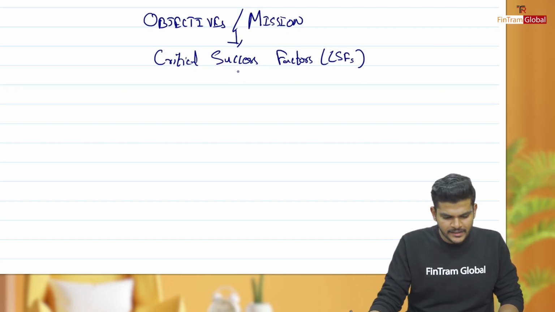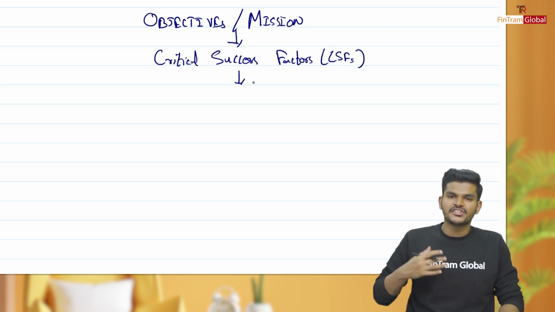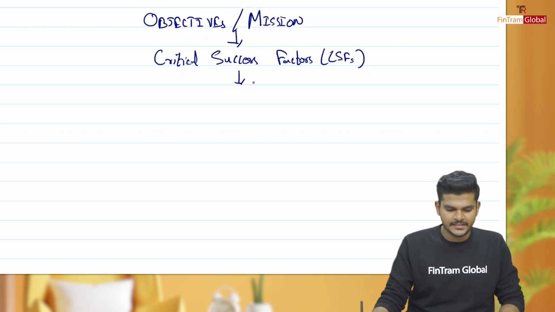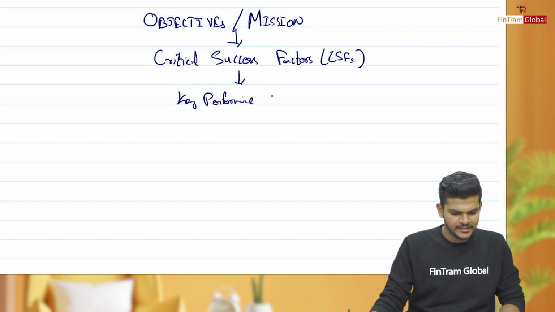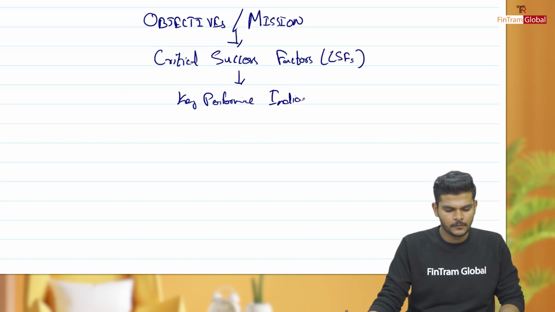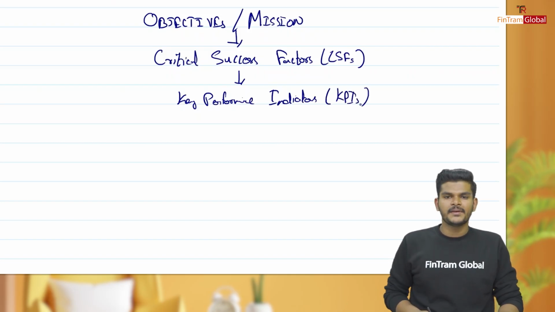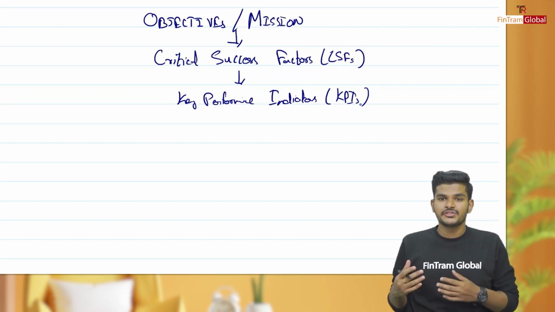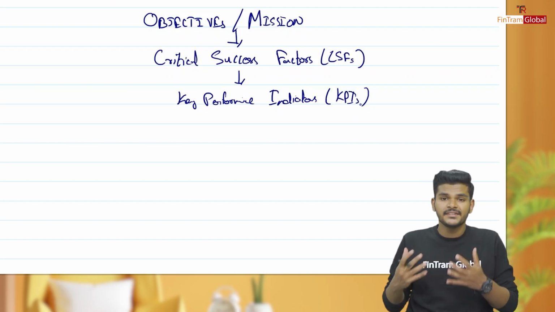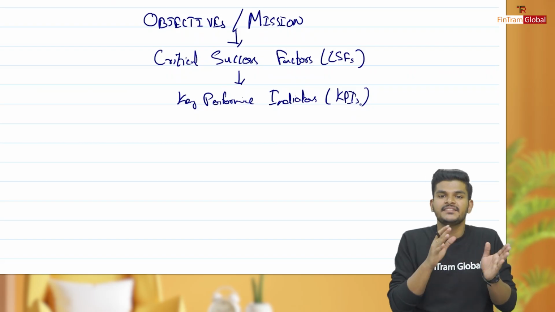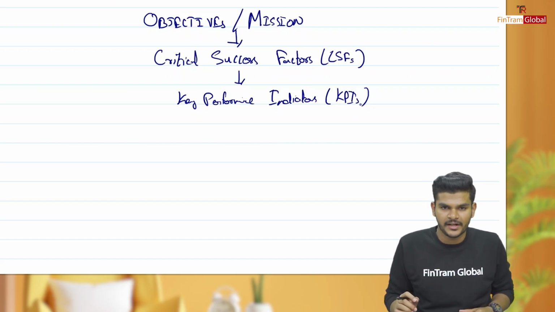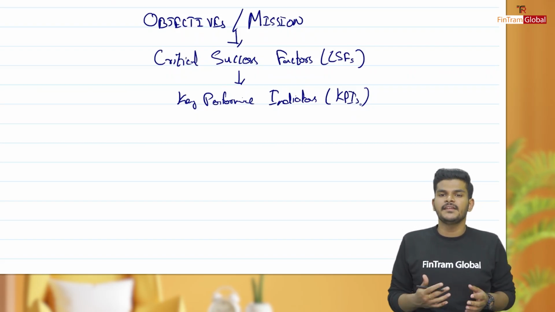And in order to identify the extent to which we have excelled in each of these CSFs, what do we have? We have key performance indicators, or KPIs as we call it, right? So we have key performance indicators to measure the extent to which we have excelled in each of the CSFs which we have identified for our organization. Okay, folks? So that's basically the overall idea.